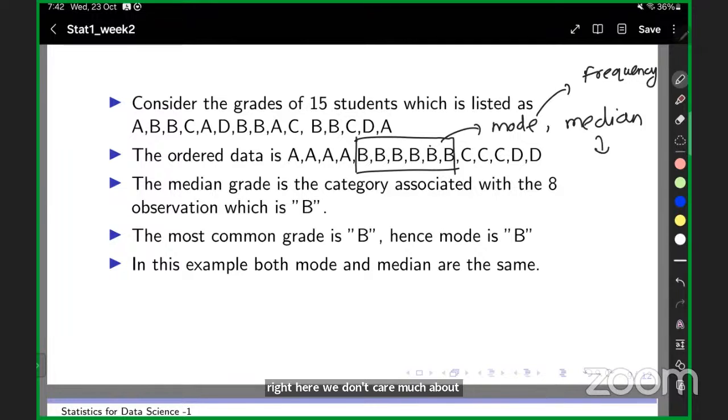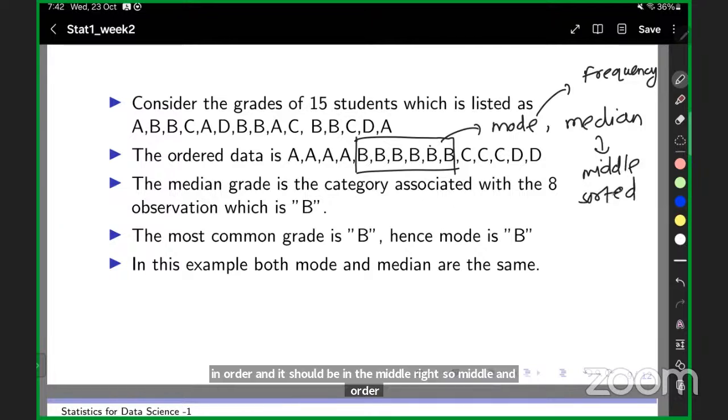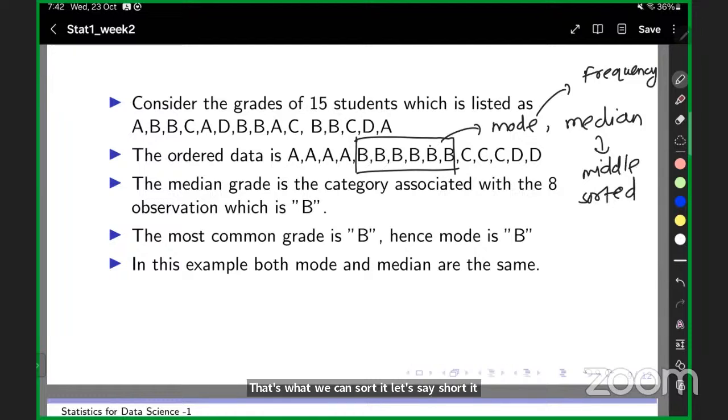It should be ordered and it should be in the middle, right? So middle and ordered, that's what we care about. Let's say sorted, and in the middle position, right? That's what we care about for median, it doesn't matter how frequently it is appearing. That's not my concern with median.